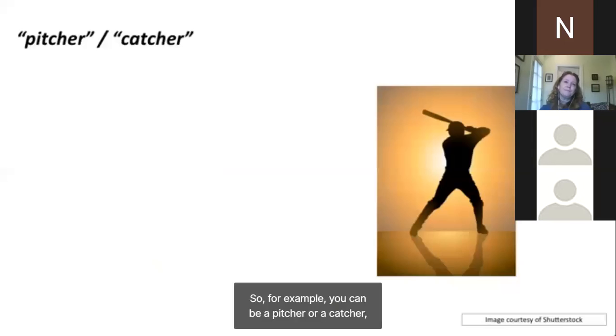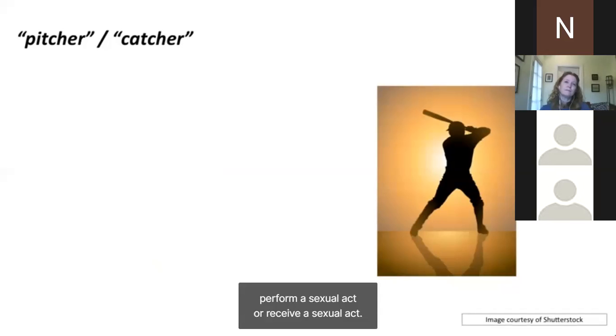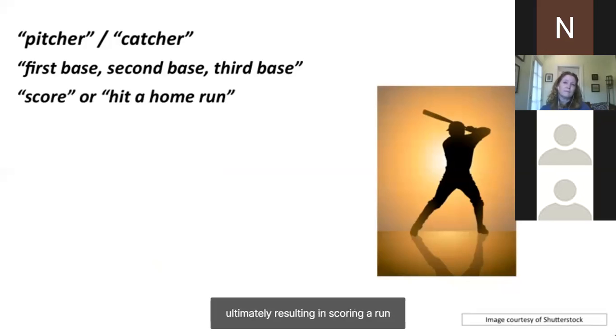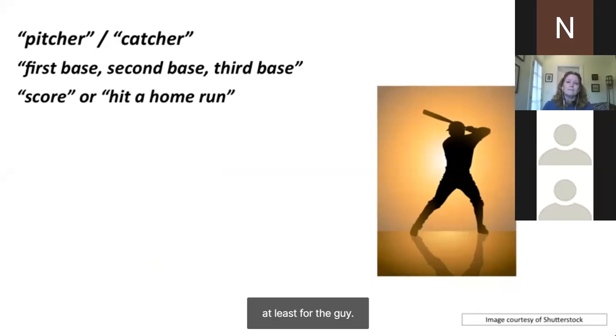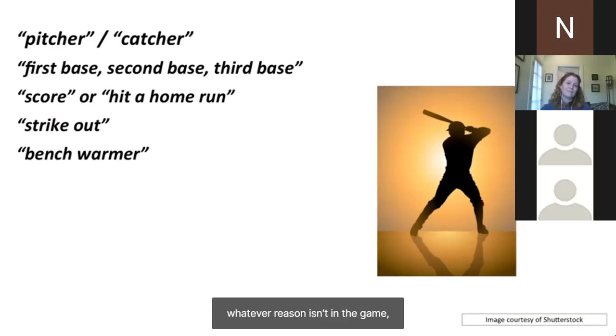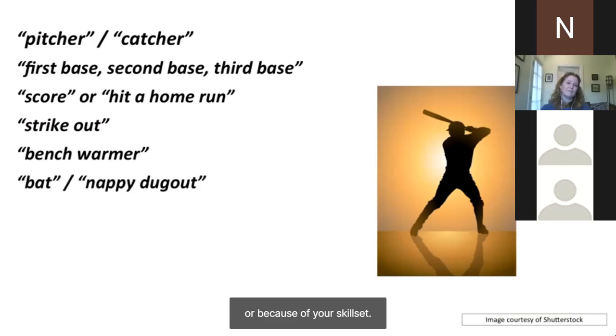So for example, you could be a pitcher or a catcher, and that corresponds to whether you perform a sexual act or receive a sexual act. Of course, there are the bases, which refer to specific sexual activities that happen in a very specific order, ultimately resulting in us scoring a run or hitting a home run, which is usually having vaginal intercourse to the point of orgasm, at least for the guy. You can strike out, which means you don't get to have any sexual activity. And if you're a bench warmer, you might be a virgin or somebody for whom whatever reason isn't in the game, maybe because of your age or because of your ability or because of your skill set.